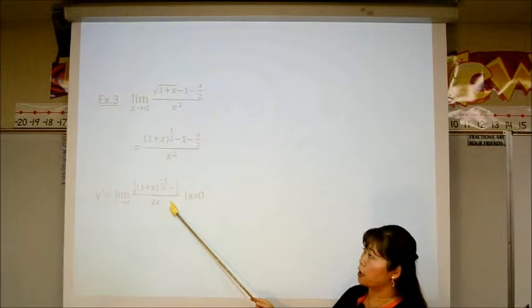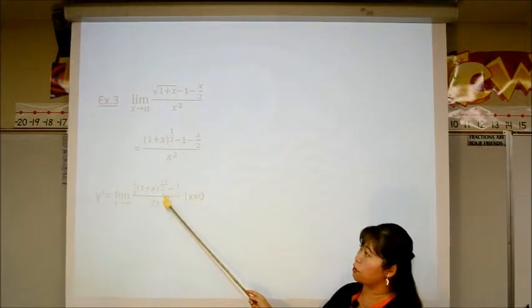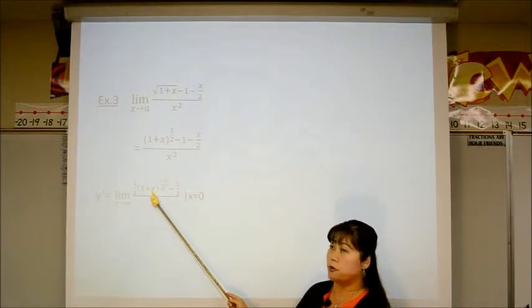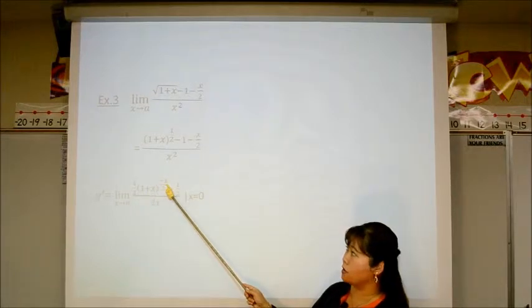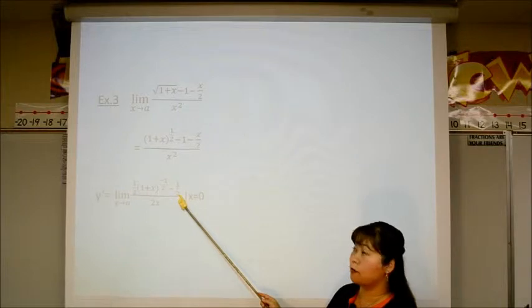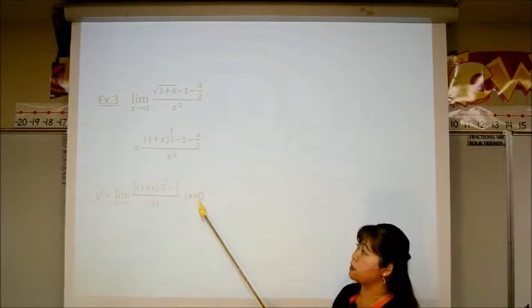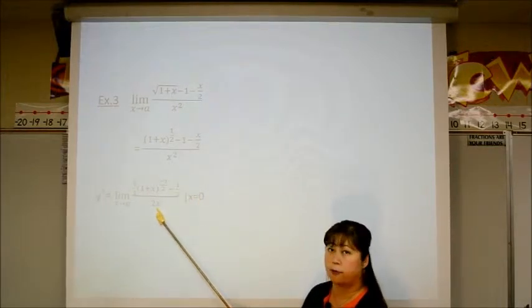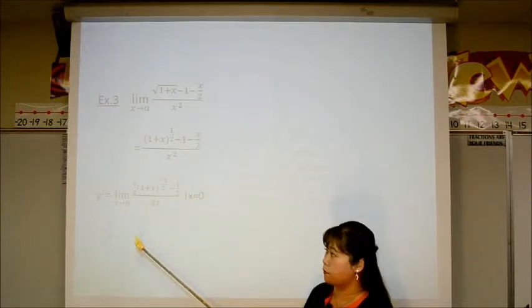Okay, now from here I'm going to substitute in my 0. So if I substitute this in, 1 plus 0 is 1. 1 to any exponent is 1. 1 times half is half. Half minus half is 0, which is fine so far in the numerator. But then if I substitute 0 in the denominator, we have a problem because now we have 0 over 0.